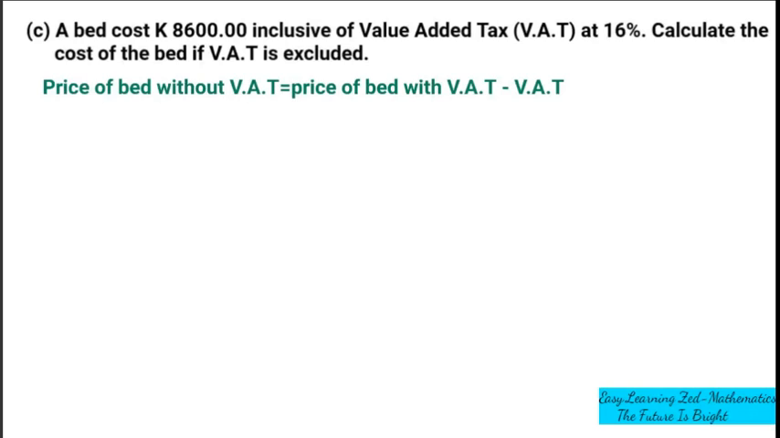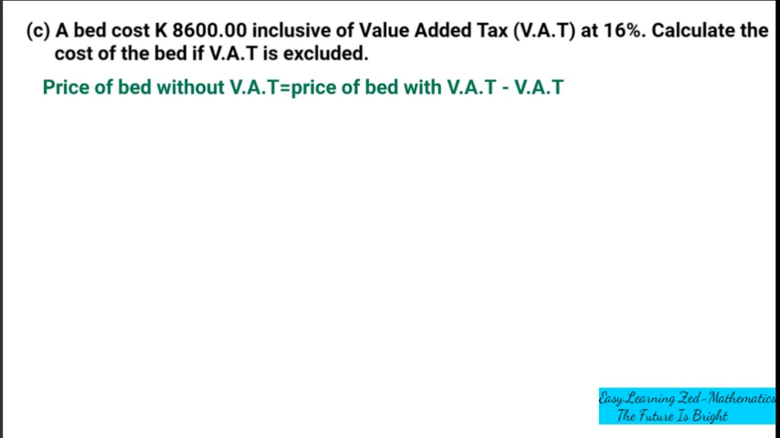Question C was as follows. A bed costs 8,600 kwacha inclusive of value added tax, which is VAT, at 16%. Calculate the cost of the bed if VAT is excluded. In this question, you students are asked to find the actual price of the bed without VAT.